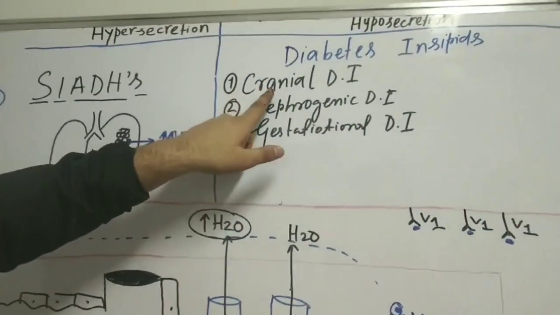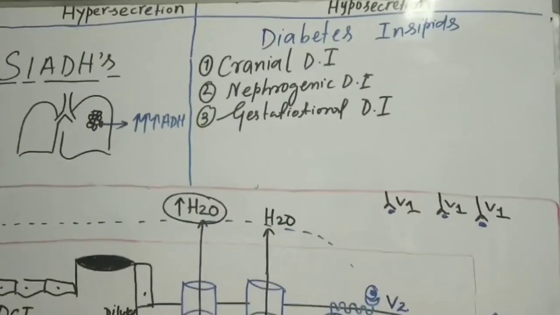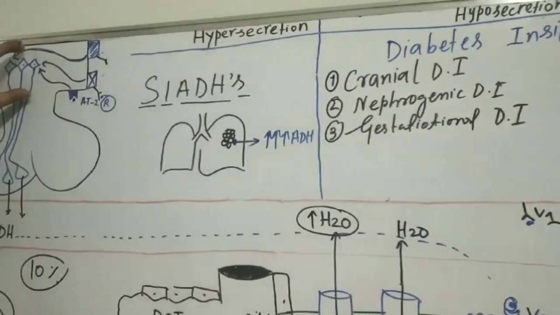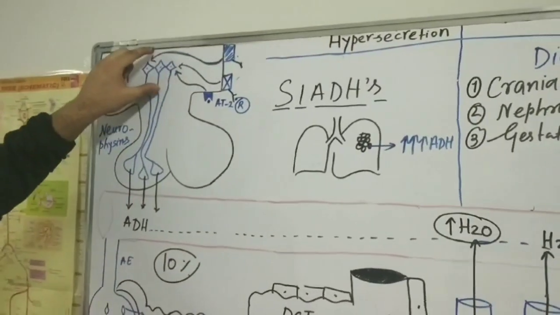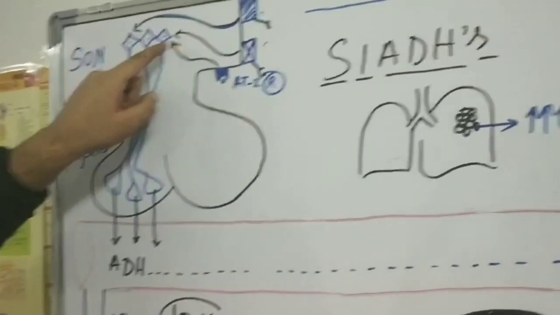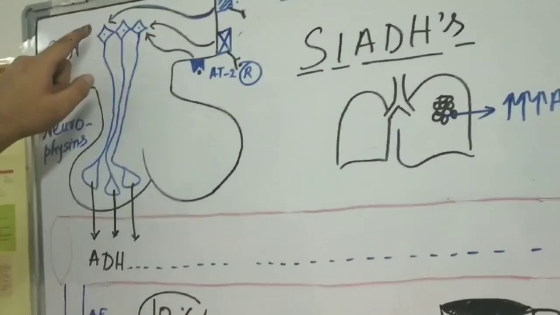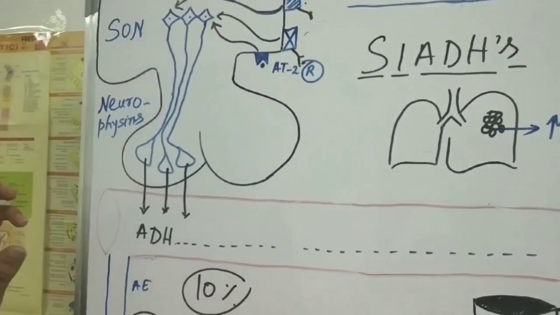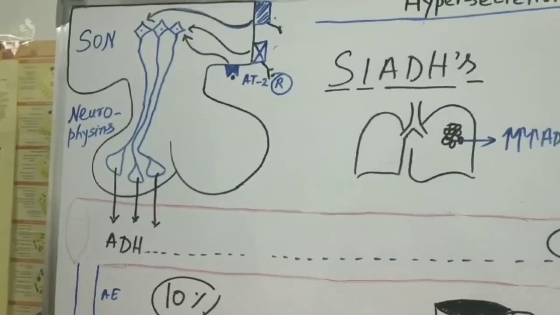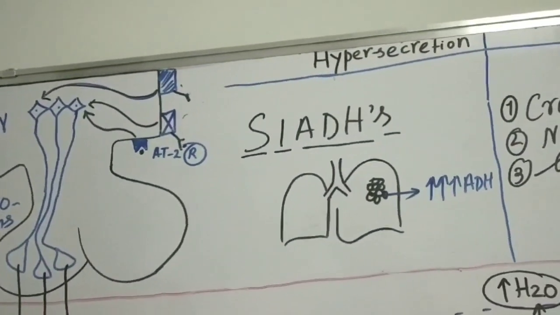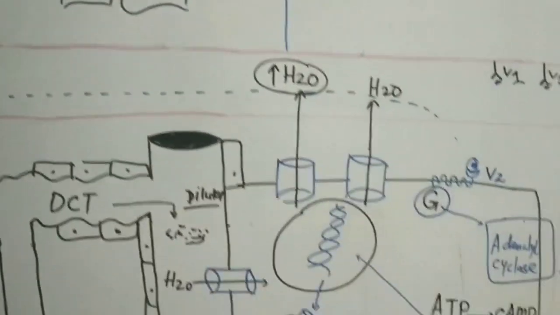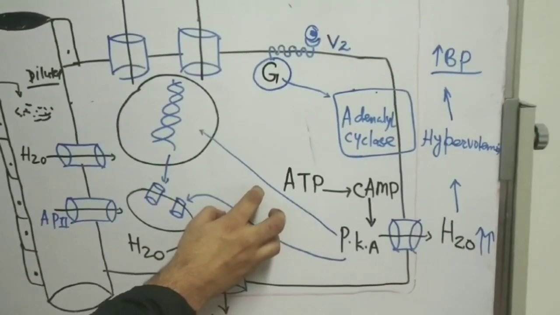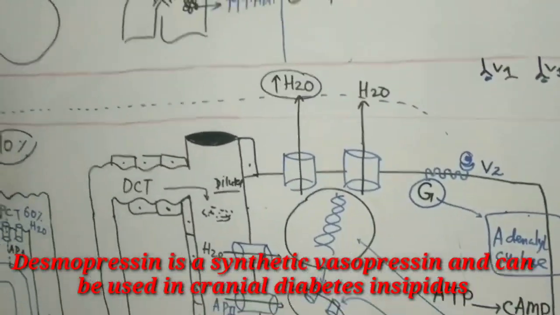Now, the first one is the cranial diabetes insipidus. What happens in cranial diabetes insipidus? If there is any trauma or infection in the hypothalamus, there will be damage of the supraoptic nucleus. Whenever there is damage of the supraoptic nucleus, there will not be release of ADH. There will be hyposecretion, or no secretion of ADH. When the ADH is not available, these receptors will not be stimulated, and the water will not be reabsorbed.